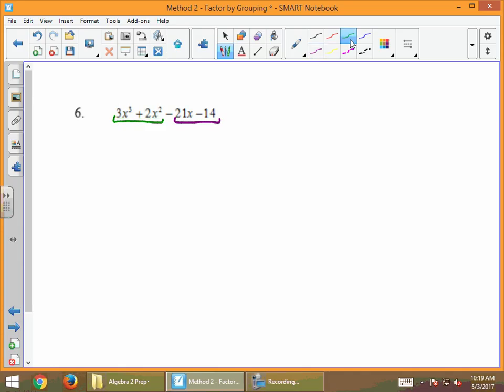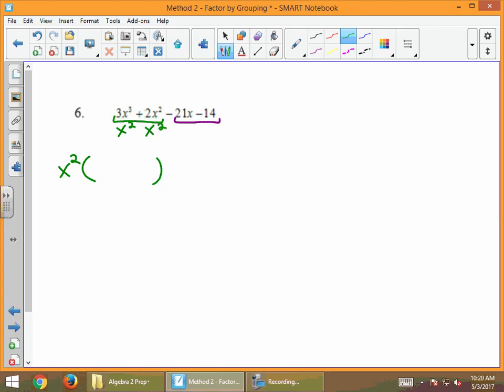So between 3 and 2, is there a GCF? We know 1 is, but we don't really count 1. So that means we have to look at the variables. Do they have a common variable? It's an x. You're right, they do. What is the smallest of those x's? X squared. So that will be my GCF. X squared.